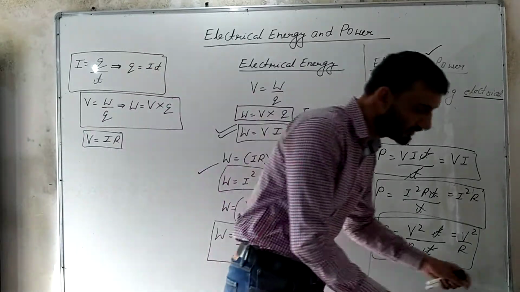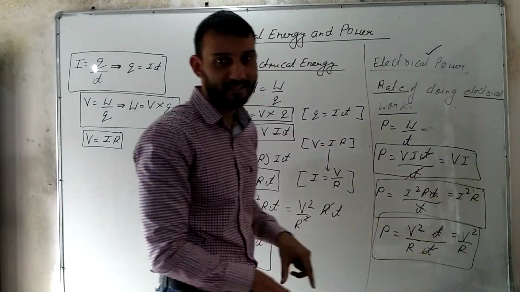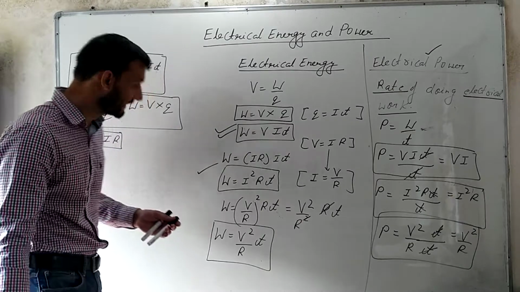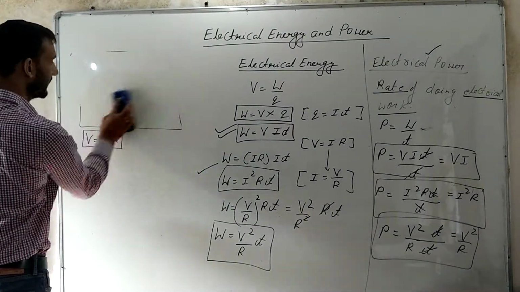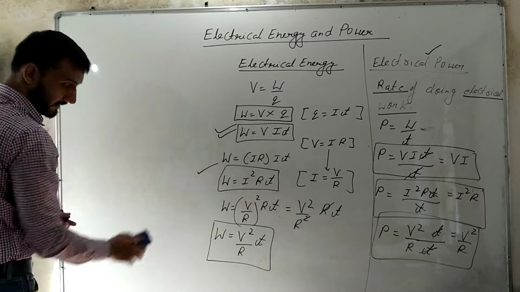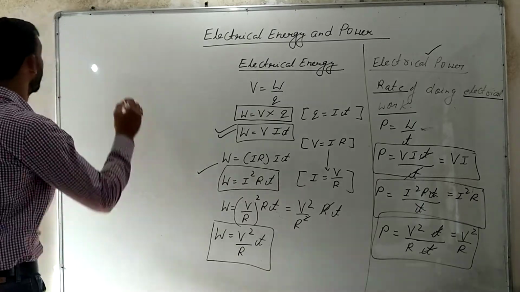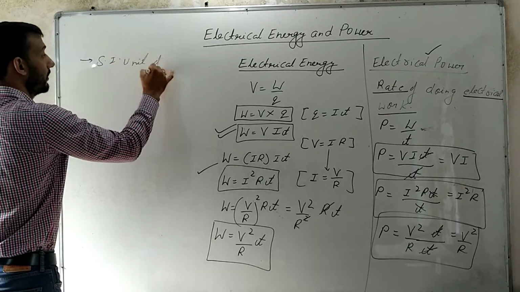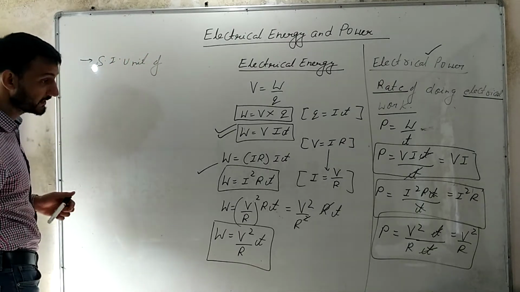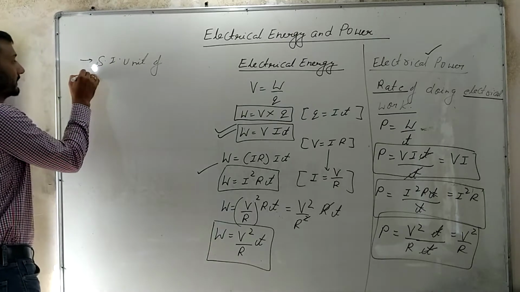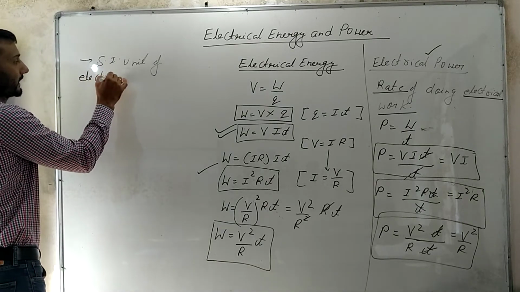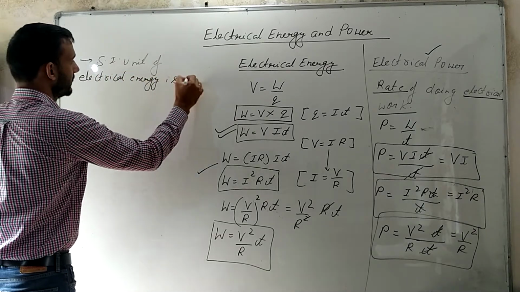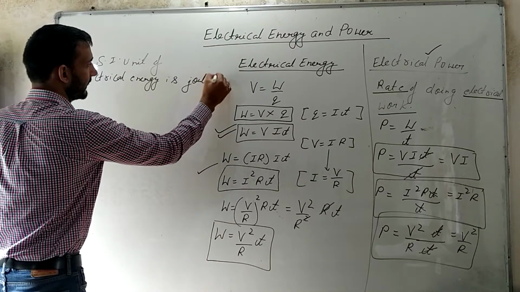Now let's move on to the other part where we will discuss the units of these. So the unit of electrical energy, talking about SI unit, SI unit of electrical energy is joule, capital J.